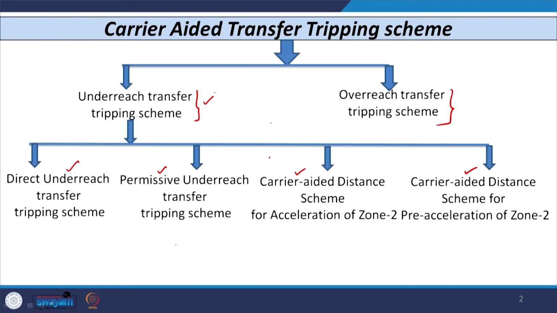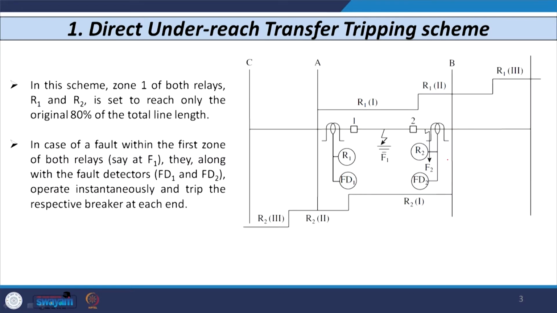Now, if I consider the underreach transfer tripping scheme, let us discuss the first scheme, that is the direct underreach transfer trip scheme. This is the time distance characteristic of the direct underreach transfer tripping scheme. In this scheme, again there are 2 relays, R1 and R2, used to protect the line connected between bus A and B. So, we have a line which we need to protect, that is line 1.